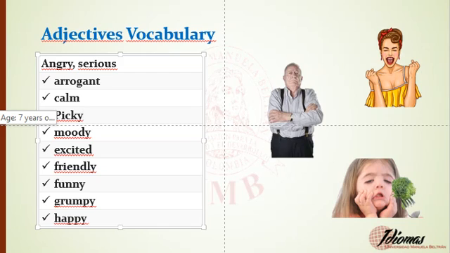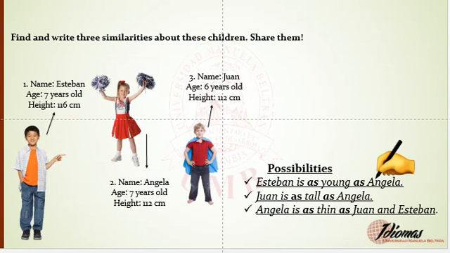What is the grammar part? According to this list of adjectives, we're going to establish similarities and differences between people. In this case, we have to find and write three similarities about these three children. Yes, and we are going to share together. According to the explanation, but before continuing with the possibilities, please read the information.